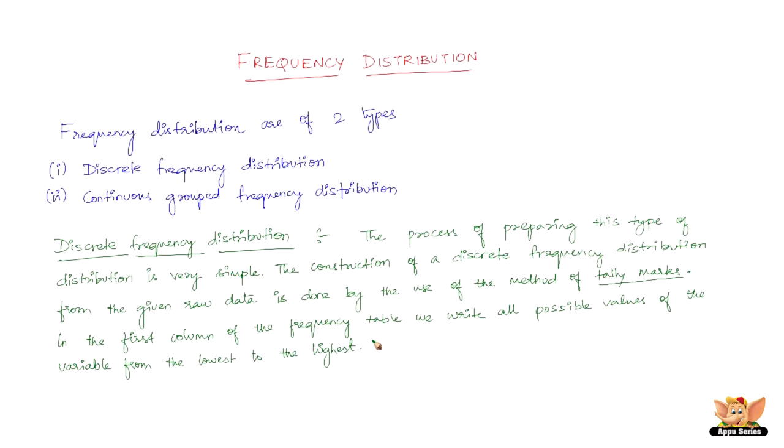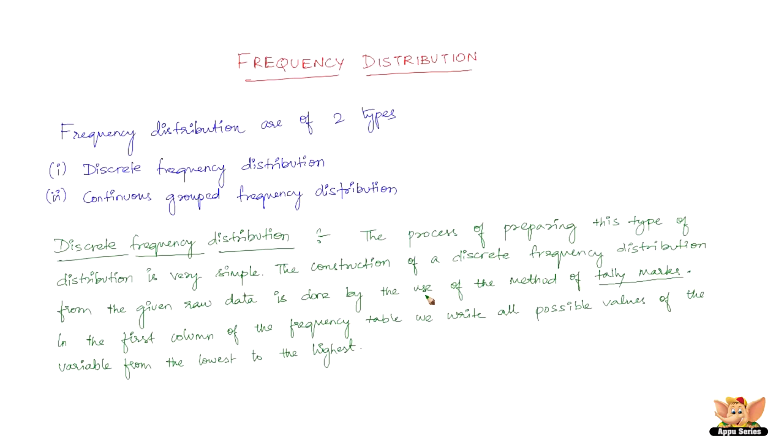If we compare the last sentence to the previous videos when we did the grouping of raw data, we did come across the term variate and we linked it to the marks because the marks were differing. That is, it was varying: 1, 3, 5, 8, 39, 23, 21 and so on. So that's what this means. In the first column of the frequency table, we write all the possible values of the variable from the lowest to the highest. So this is a discrete frequency distribution.